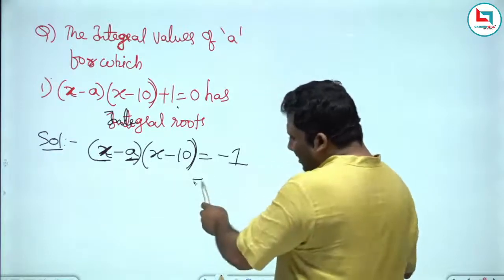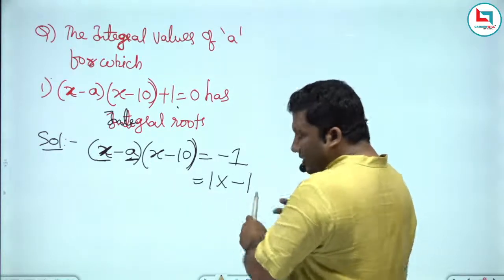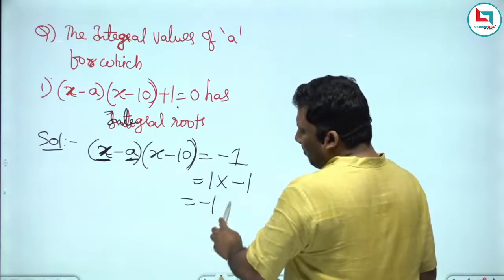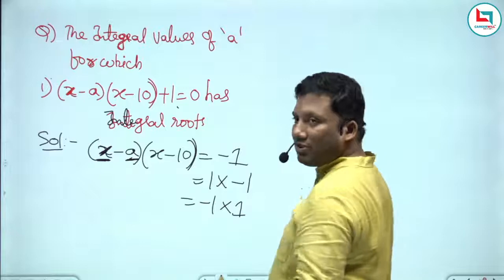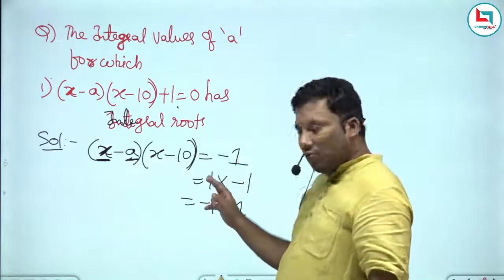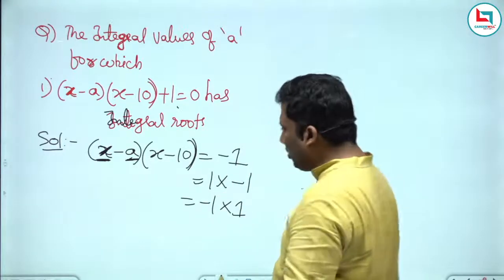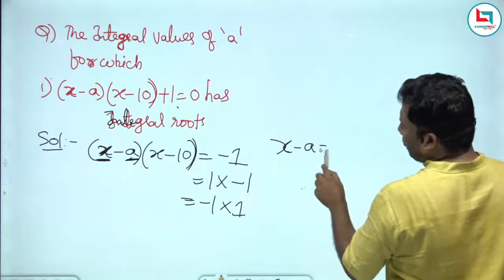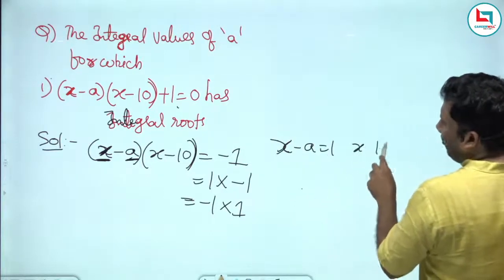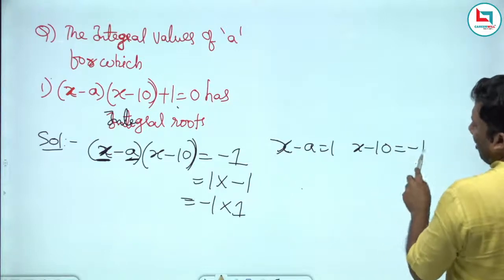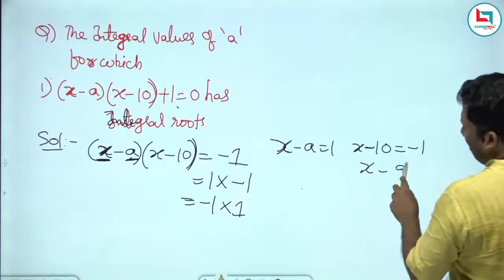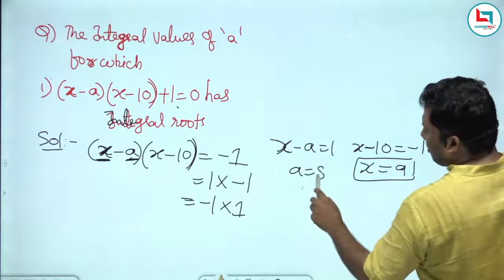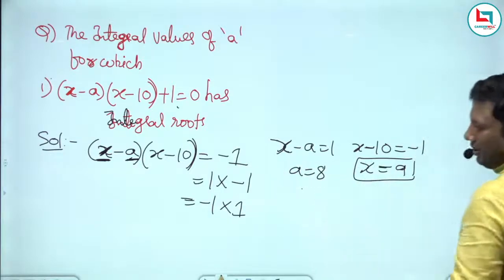In how many ways can I write minus 1 as a product of two integers? 1 into minus 1 or minus 1 into 1. Are you all with me? That means if x minus A is 1, x minus 10 will become minus 1. 10 minus 1 is 9. If x is 9, A will be 8.